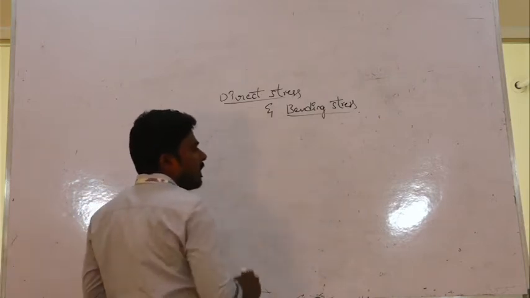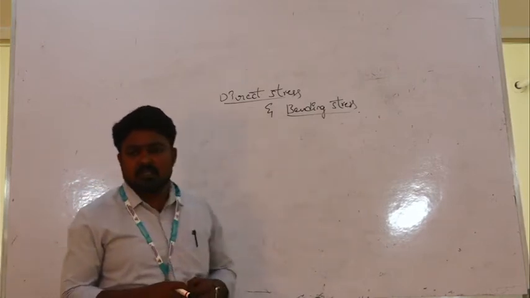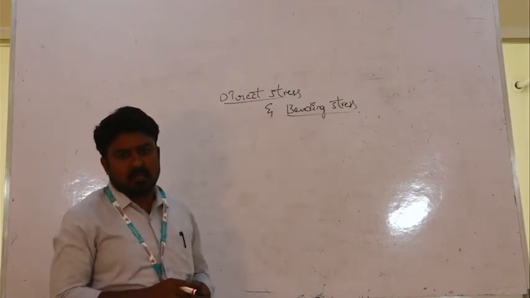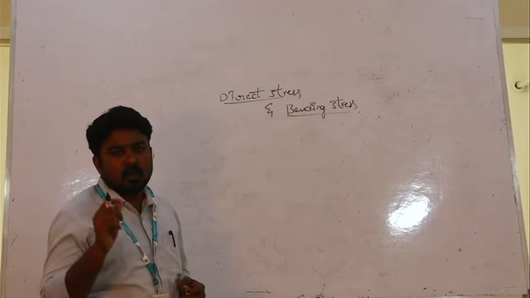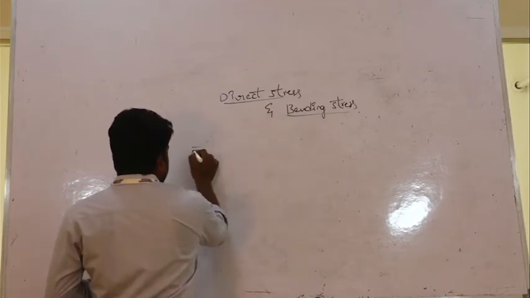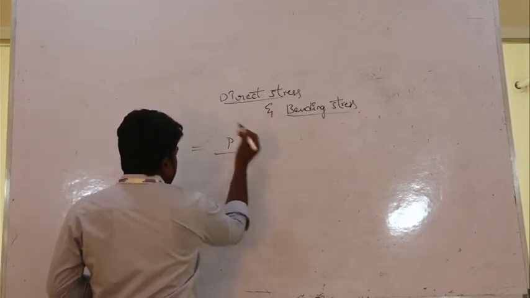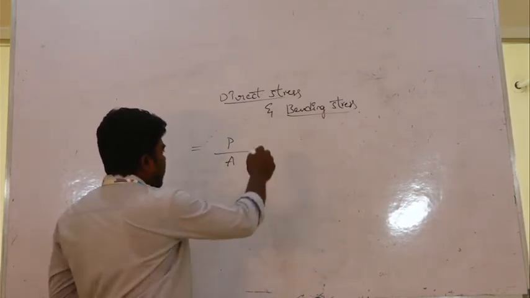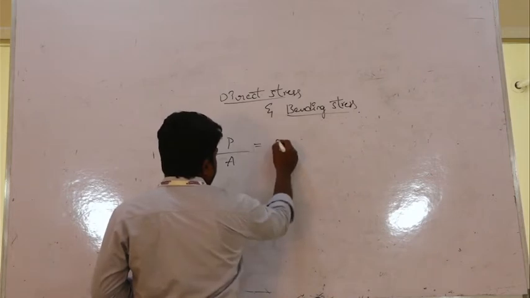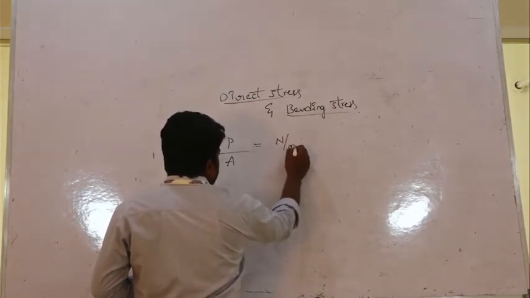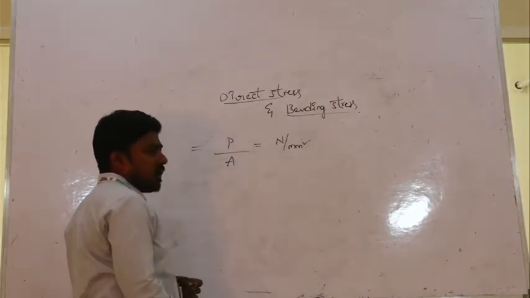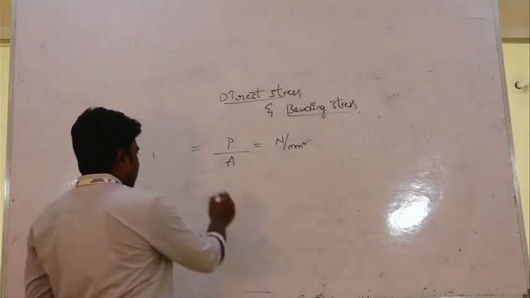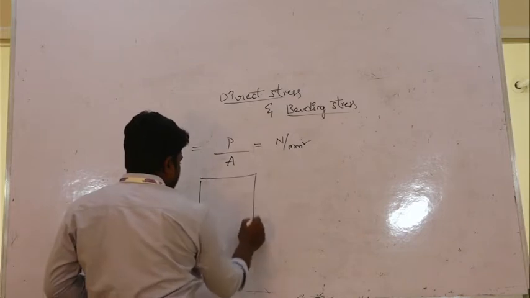What do you mean by direct stress? Direct stress means the axial load per unit cross sectional area. It is measured simply in Newton per mm square.